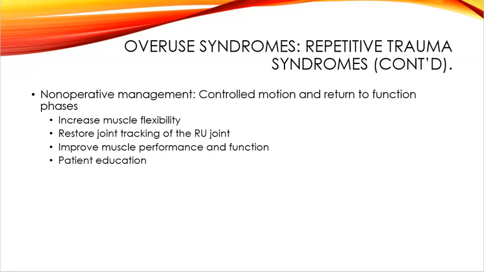For the controlled motion and return to function phase, you want to progress them as they can tolerate without increasing their pain. You want to increase muscle flexibility, restore the joint tracking of the radial ulnar joint. You want to improve muscle performance and function. And again, a lot of patient education, especially identifying how long the time frame will be for the healing process and when they're able to return to functional activities.